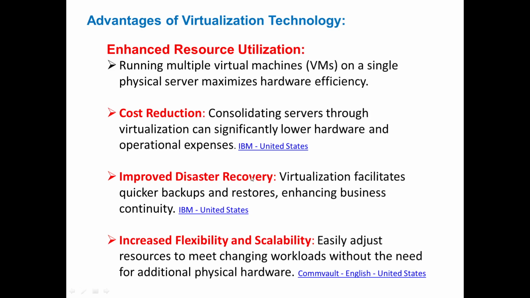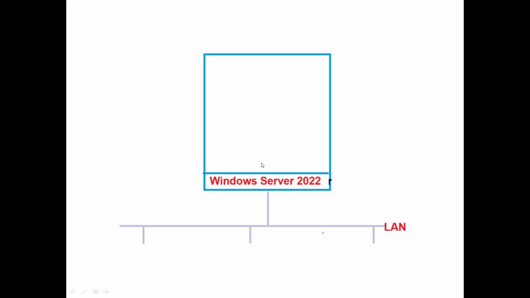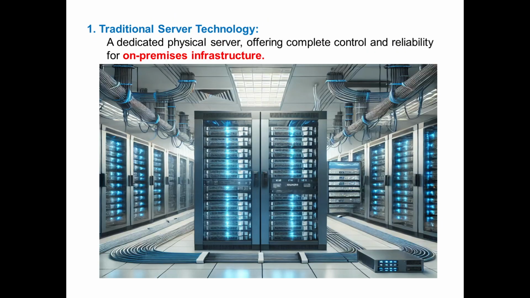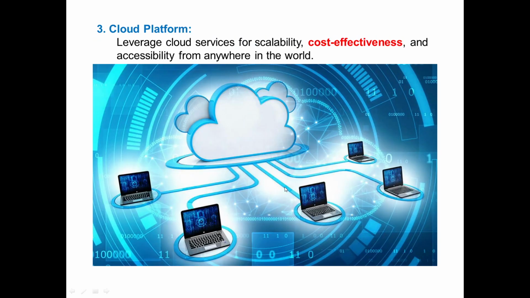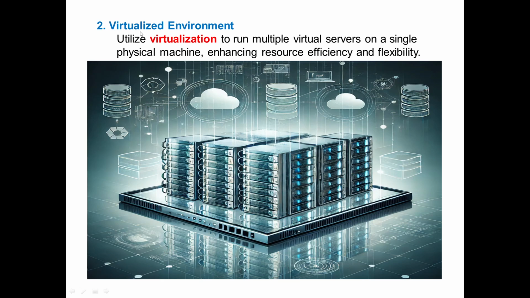Next one, improved disaster recovery. Virtualization facilitates quicker backups and restores, enhancing business continuity. So actually, what is the fact? There are three options available, as we discussed. The first one is traditional server technology, which no company will use. If they are purchasing a single server computer, they are not going to install an operating system directly onto it. Most companies will use a virtualized environment.